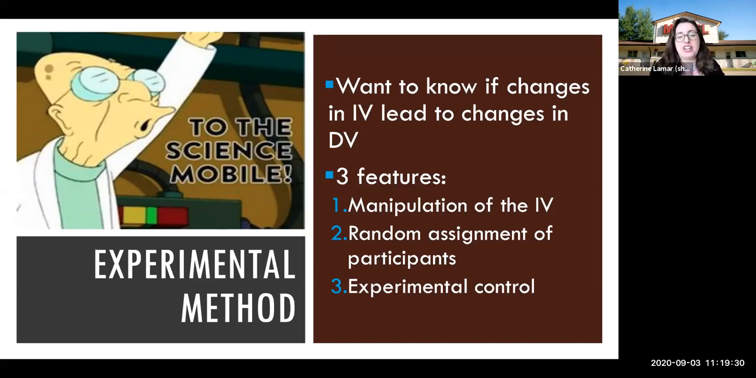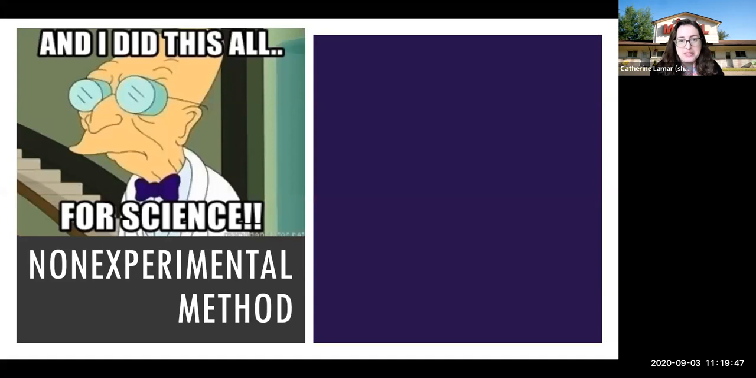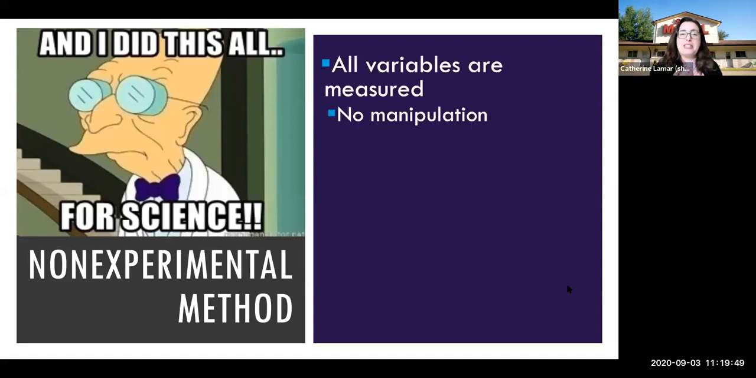The researcher should try to control as many things as possible so that the only thing that changes in a study is how much of the independent variable participants get. These are the 3 key features of an experiment. And these 3 things are not present in the non-experimental method. With the non-experimental method, all of our variables are just measured. Nothing is manipulated. What this means is that the researcher does not control how much of a variable participants get.